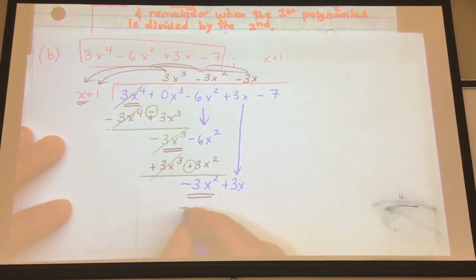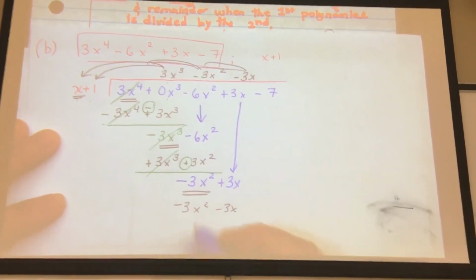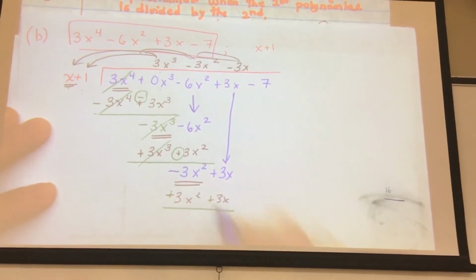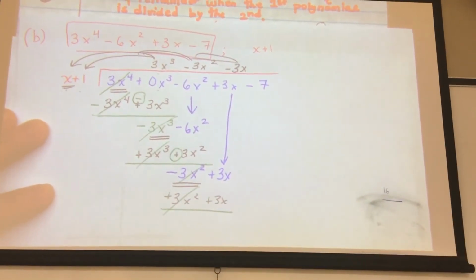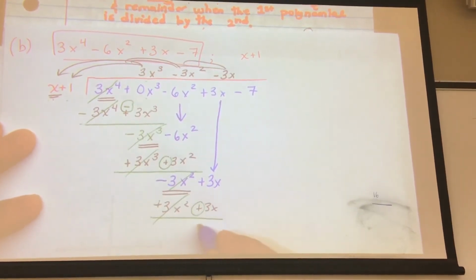This gives me negative 3x squared, negative 3x. I will draw my line and change every sign. Death to you, death to you. If you didn't get this sign right, you would have canceled, wouldn't you? But now it's actually 6x.